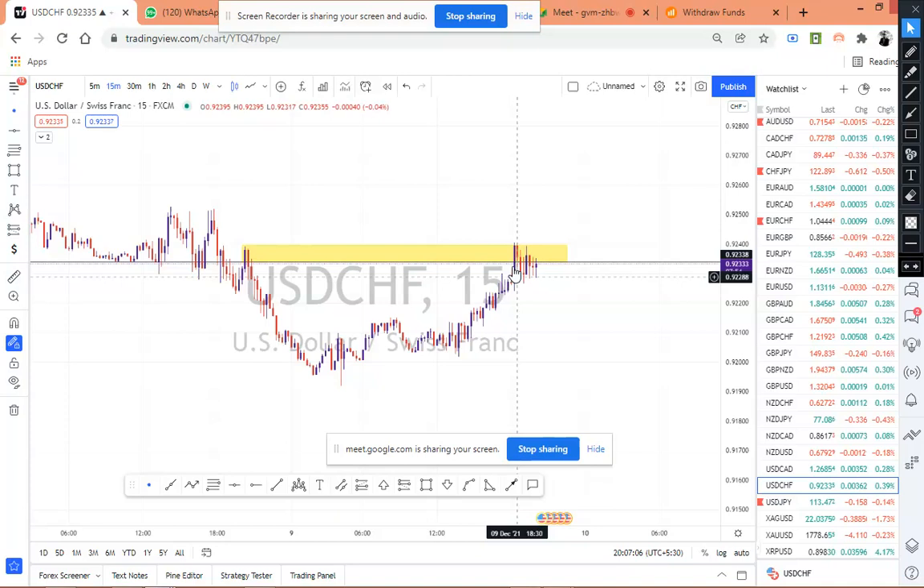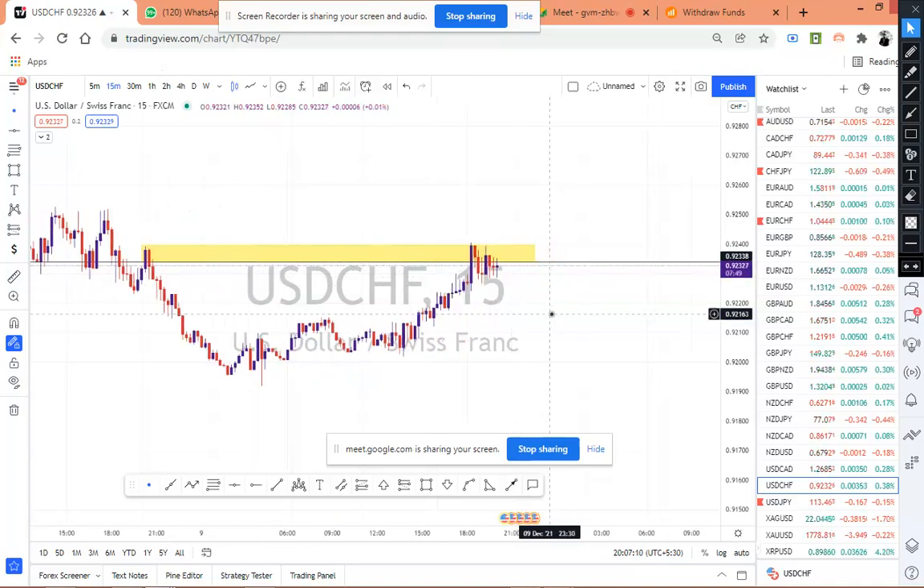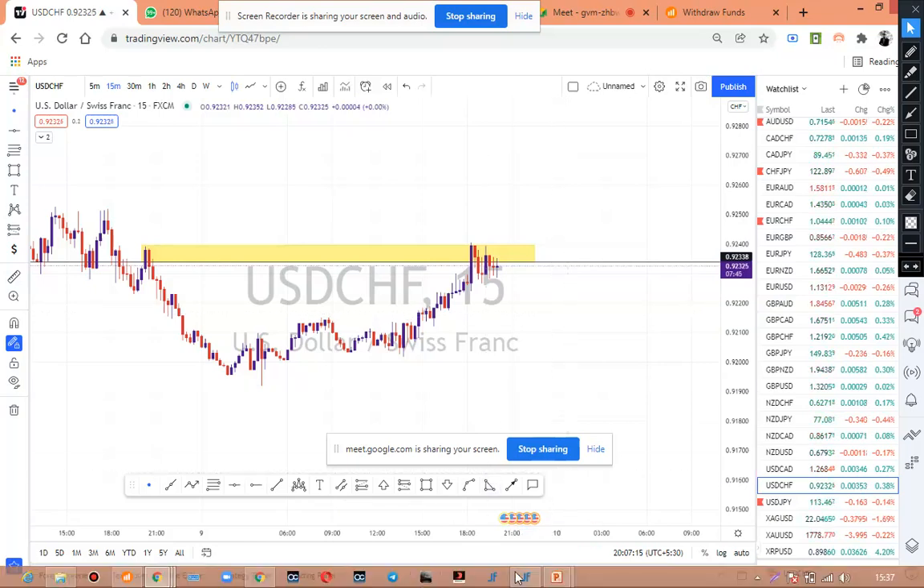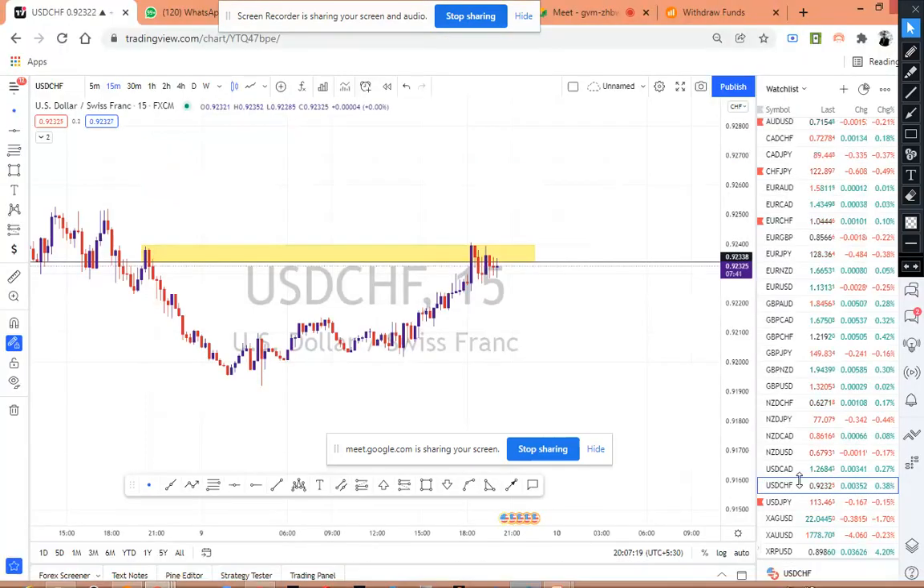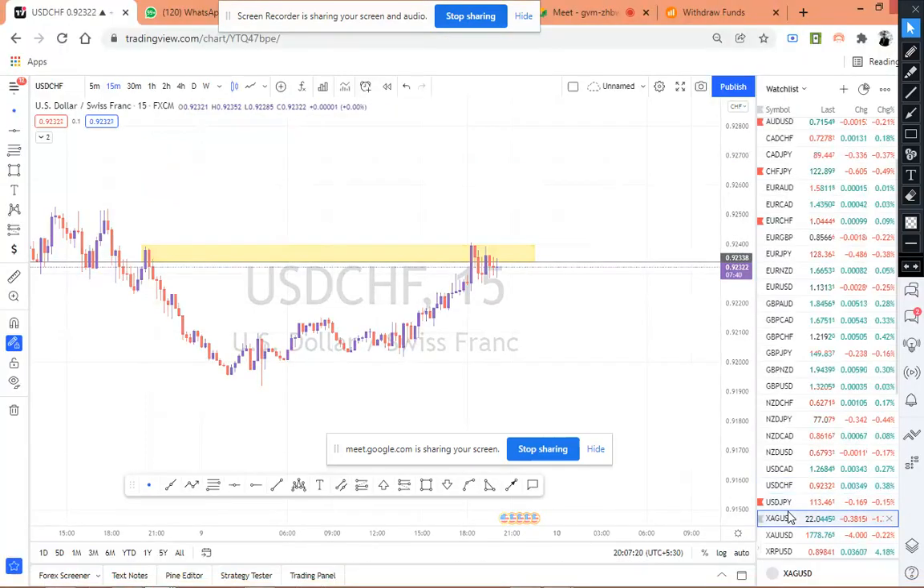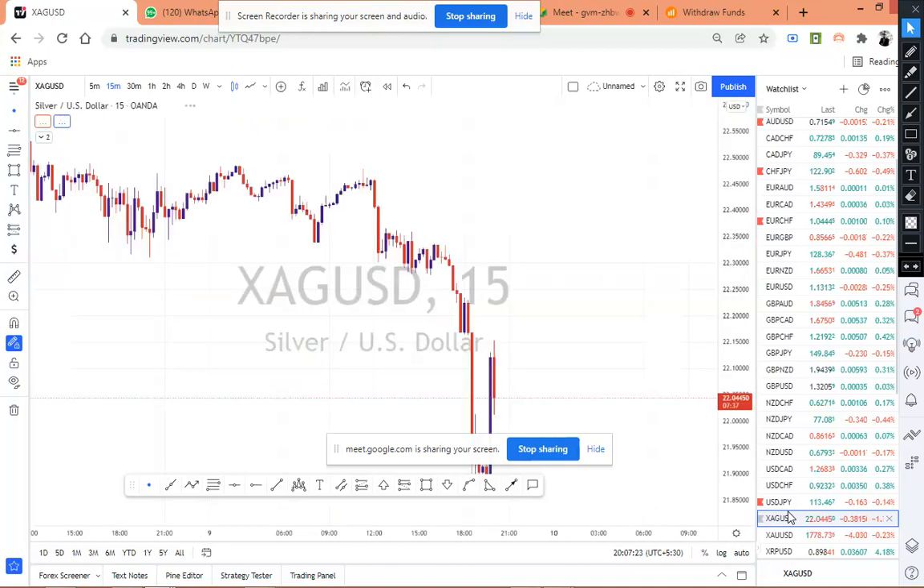because this candle is very strong. Okay, so if there's no opportunity, then we skip the trade. So what I'm seeing here, there's no opportunity at the moment.